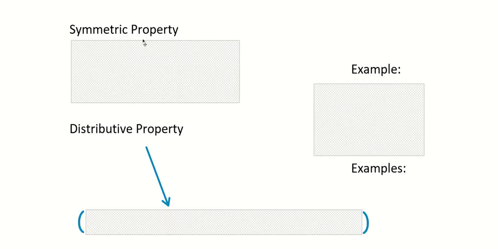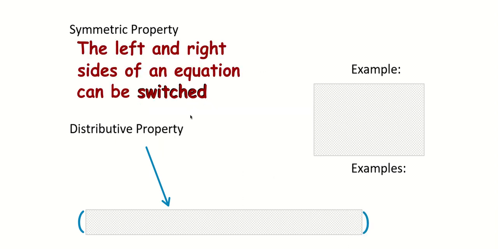The symmetric property. Things that are symmetric, you could draw a line down the middle and it's almost like mirror images on either side. So it's probably a pretty good name for this property. Again, this is such a no-duh property. Isn't it just common sense? The left and right sides of an equation can be switched.